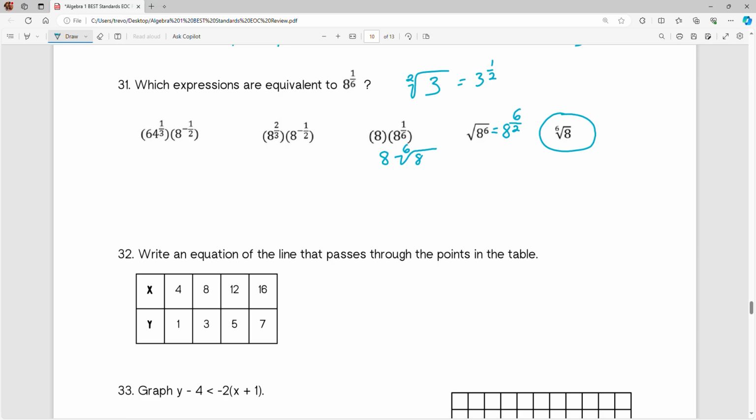This one right here, and this one right here, 64 to the power of a third, and 8 to the power of negative 1/2. I know that 64 is 8 times 8. So 64 is equal to 8 squared. So that's 8 squared to the power of 1/3 times 8 to the negative 1/2.